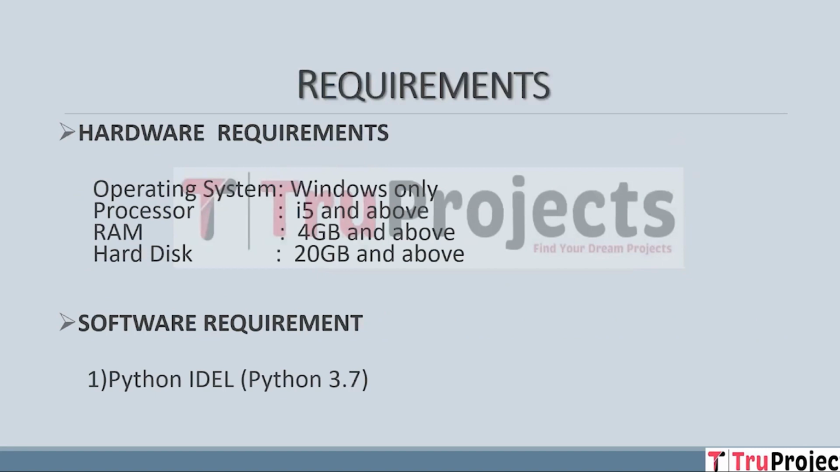These are the requirements for execution of the project. In hardware requirements, an operating system of Windows, a processor of i5 and above, RAM of 4 GB and above, and hard disk of 20 GB and above are needed. In software, we need Python IDLE of 3.7 version.